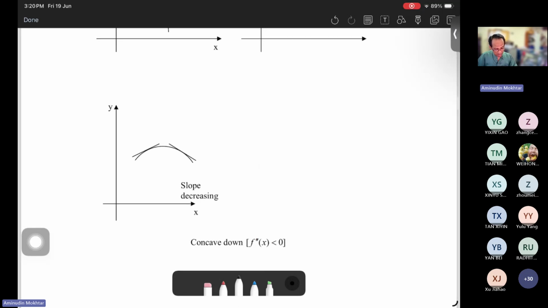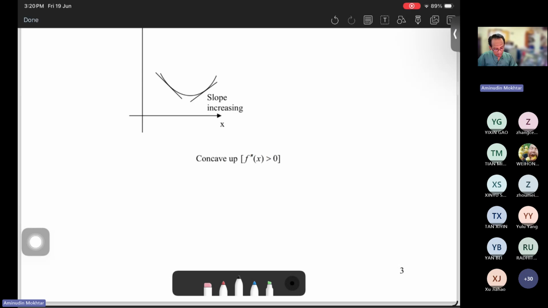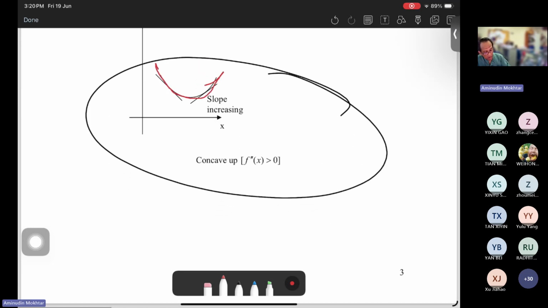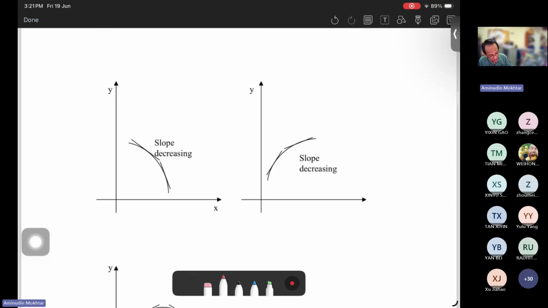As you can see here, this is a concave down. And then the graph on page 3 is a concave up, cekung ke atas. As you can see here, for the first derivative, the slope changes from negative to positive. So we can conclude that in the first area the graph is decreasing. After that the graph will be increasing, for this concave up.